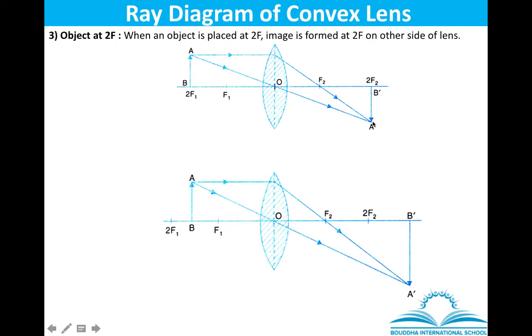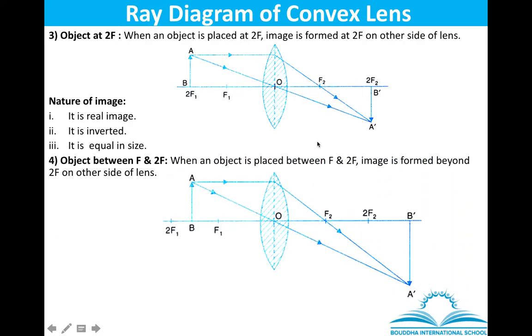So this is one special condition: when the object is at 2F, the image is also formed at 2F but on the other side of the lens. For that, your measurement has to be accurate. The nature of the image: it is a real image because it is formed by the crossing of real rays, you can see. And whenever it is a real image, it is inverted, you can see this also in the figure, and the size will be almost equal, because object distance and image distance are equal, so it is equal size.